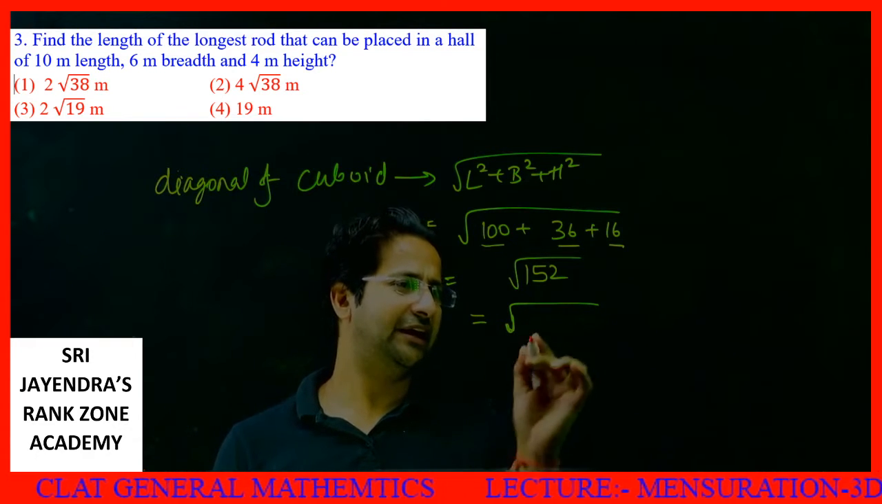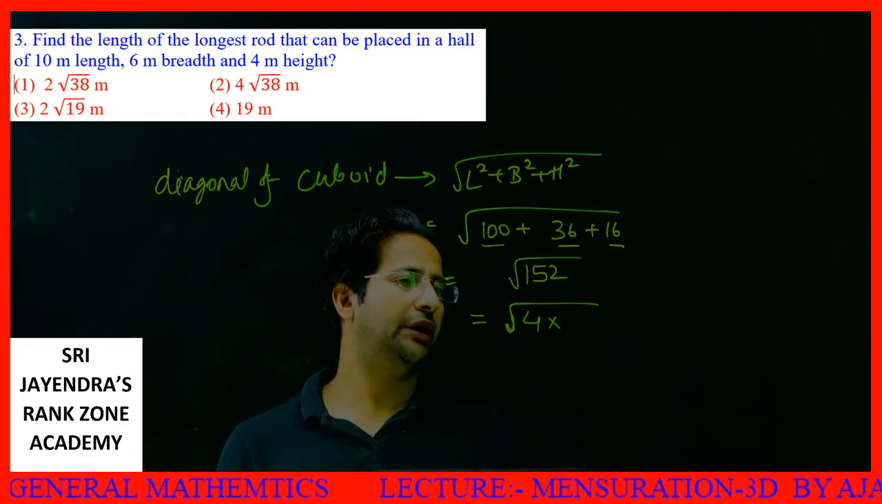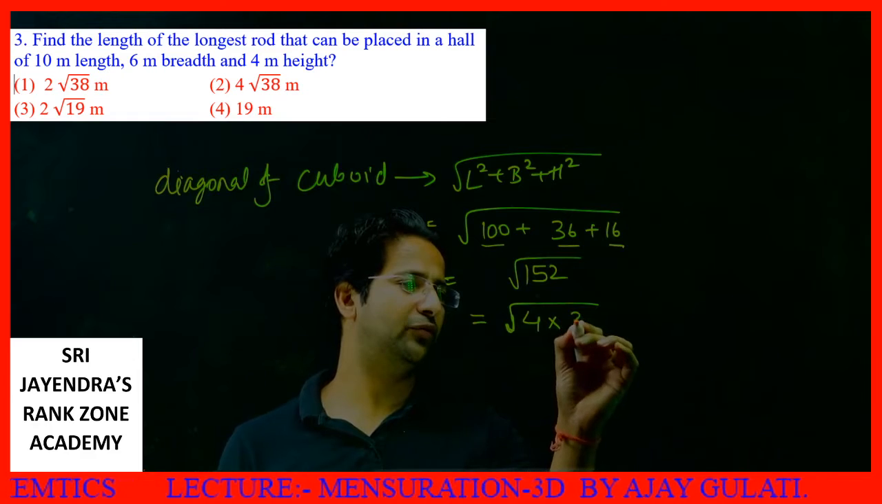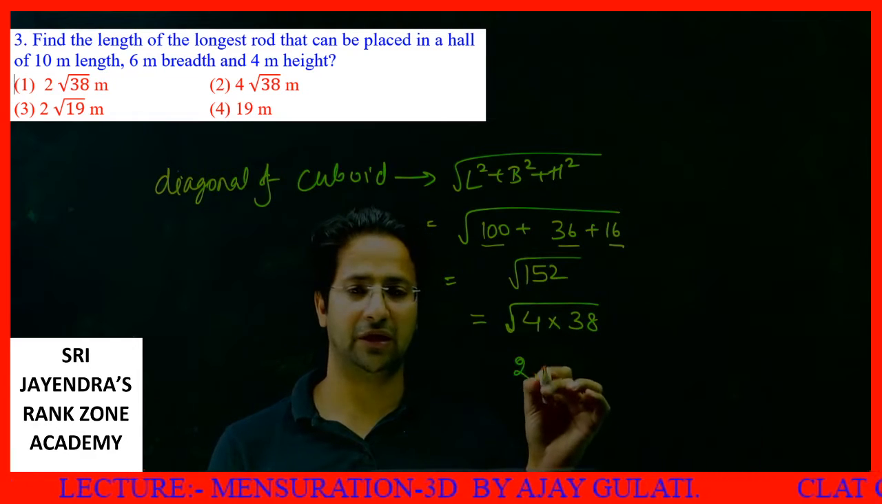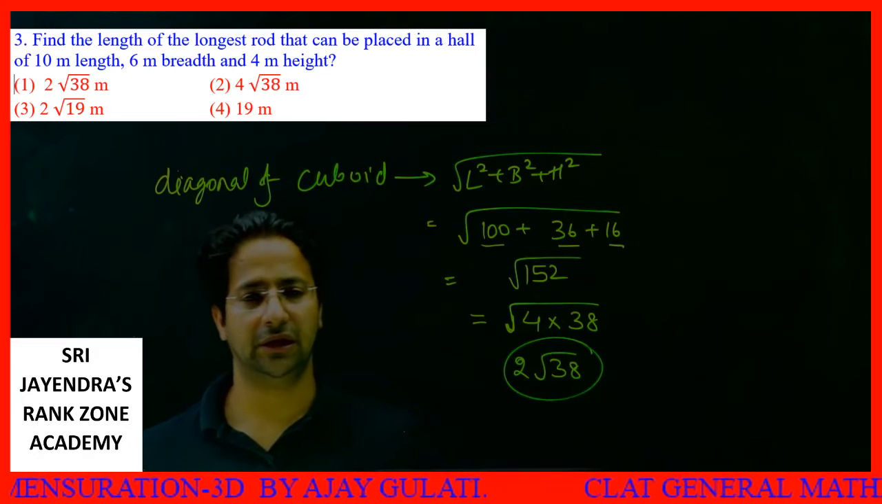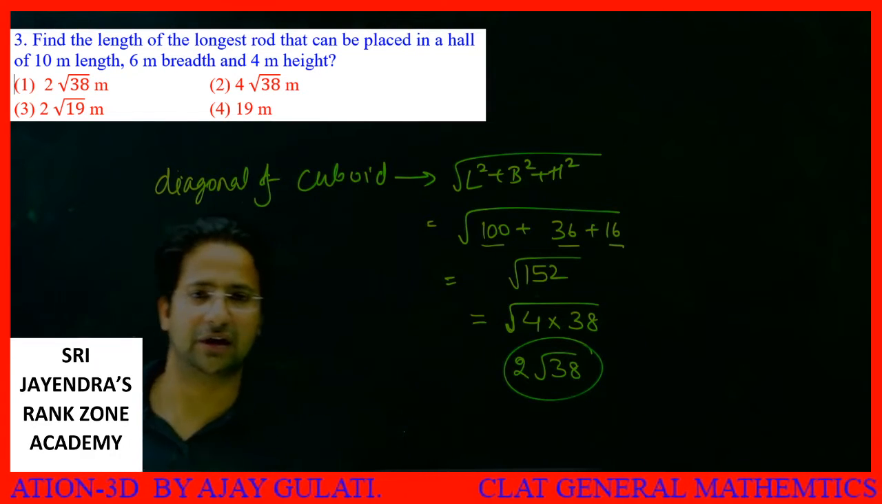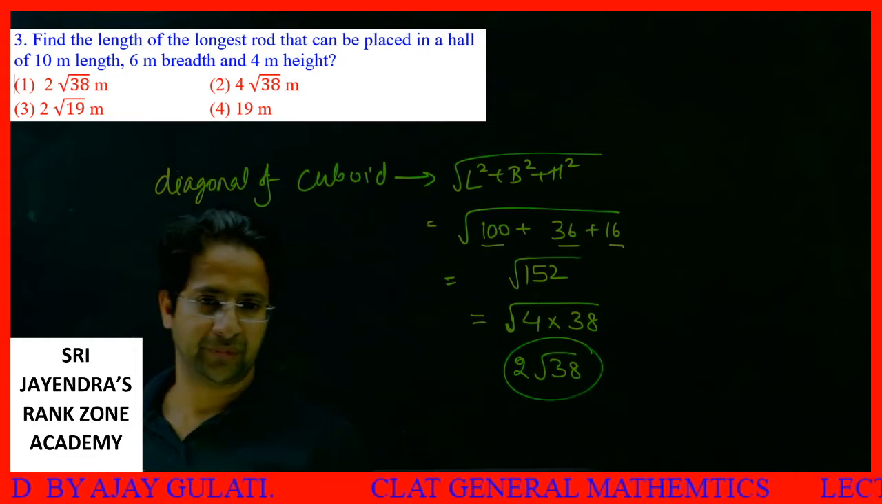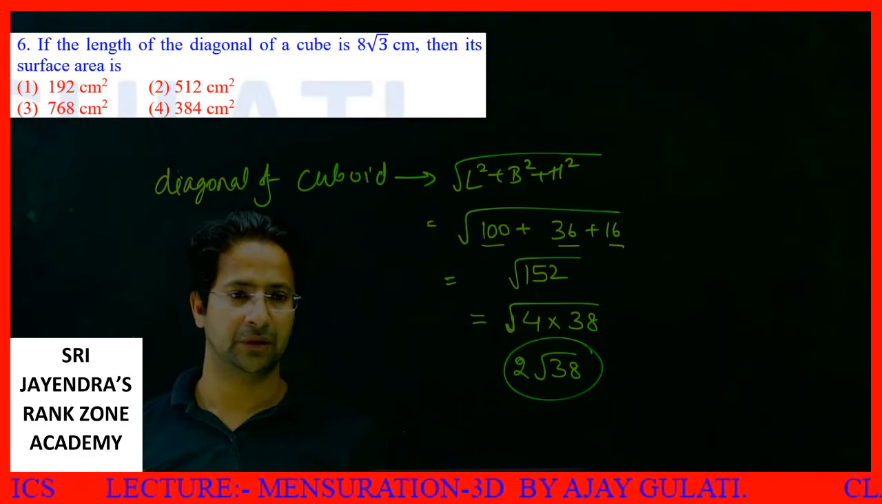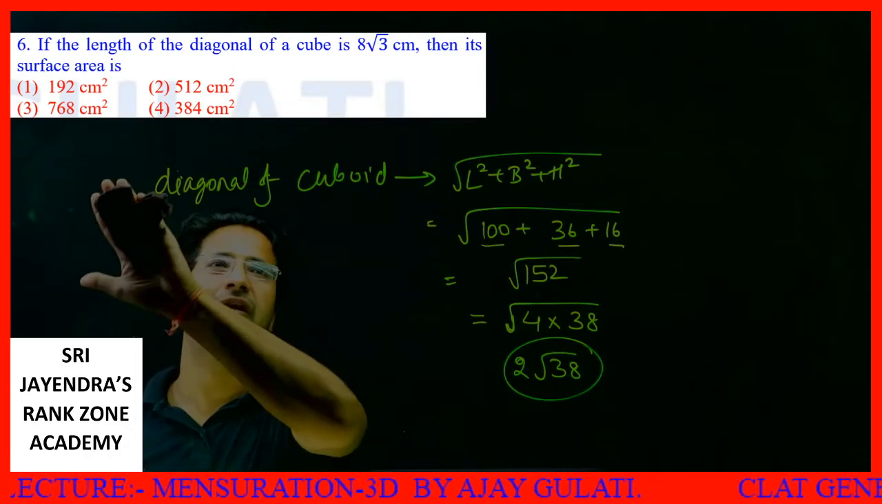This I can write as 4 into 38, that is, if you divide 152 by 4, you get 38, so you can say 2 root 38. Yes, dear student, this is your answer and it must be very clear to you. I am moving ahead to the next part. So try this question in front of you.